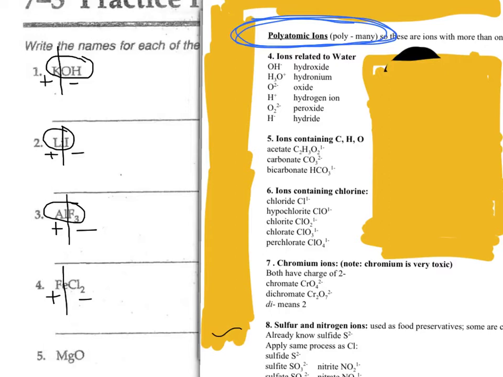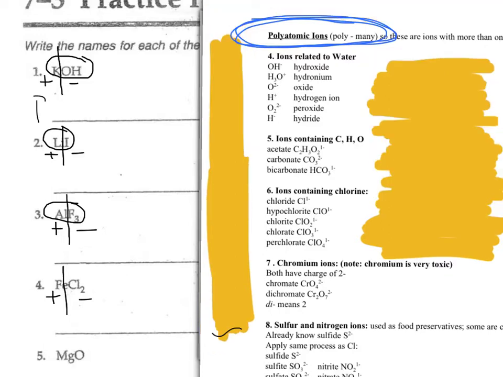So what you're going to do is, if you remember for ionic compounds, the cation always is just the name of the element. So this is potassium. And if we look over here on the gold sheet, the OH is hydroxide. So that ionic compound is potassium hydroxide.